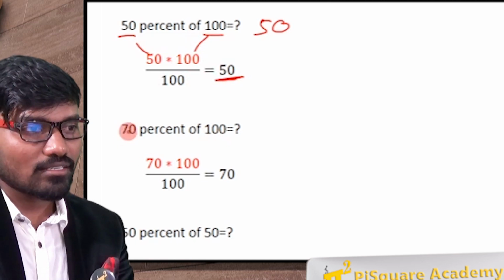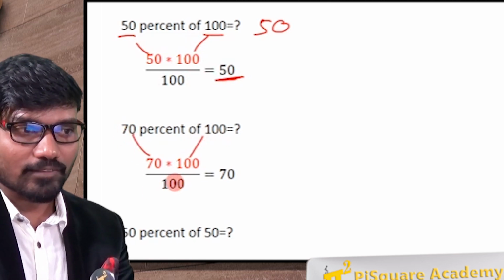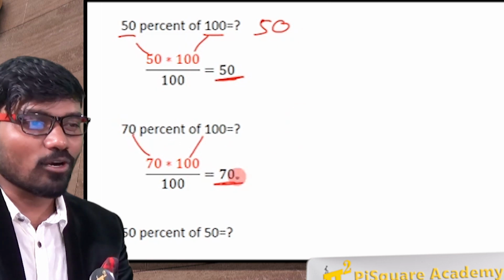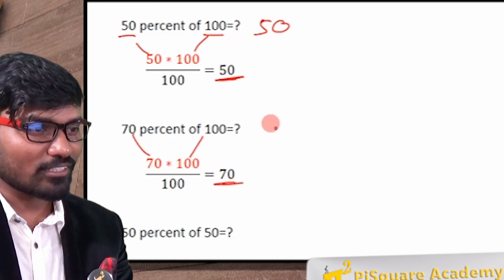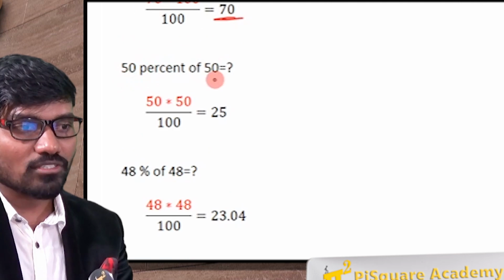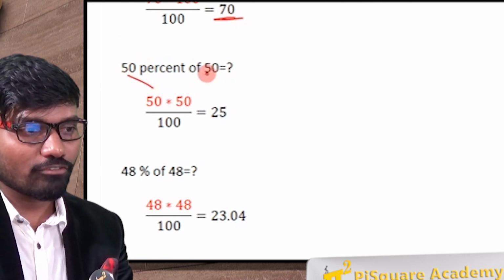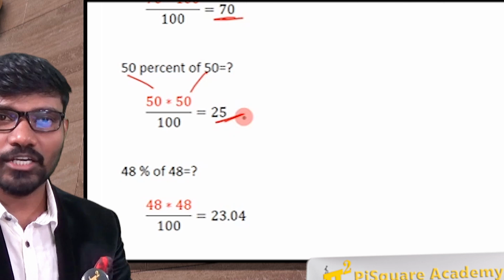70% of 100 is 70 into 100 by 100. That will be 70. Of course, you can do all these things very simply without using a calculator. Suppose you want to find 50% of 50? 50 into 50 by 100, that is 25. Still you can do that.